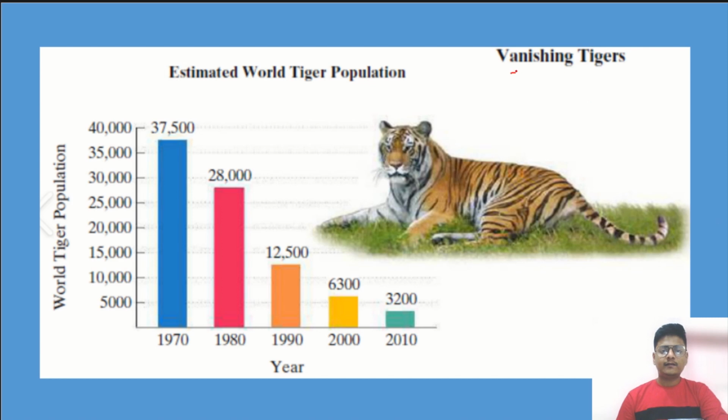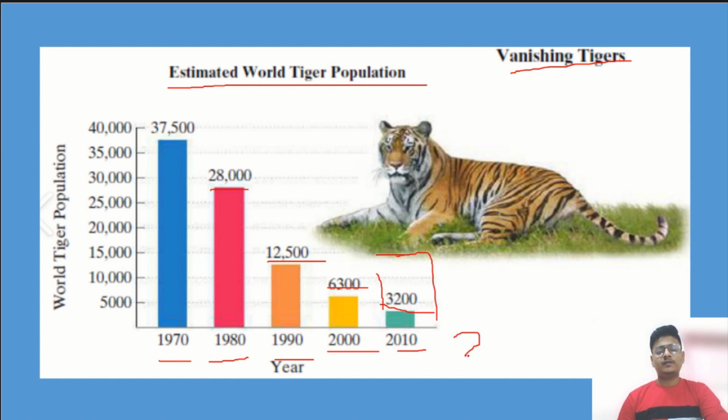Here it is written vanishing tigers, and this is the estimated world tiger population. Okay, in 1970 it was about 7,500. In 1980 it is 28,000. In 1990 it is 12,500. In 2000 it became 3,006. In 2010 it became 3,200. Okay, this is the estimated world tiger population. It is very low till now. In 2022 it has become much lower than this.